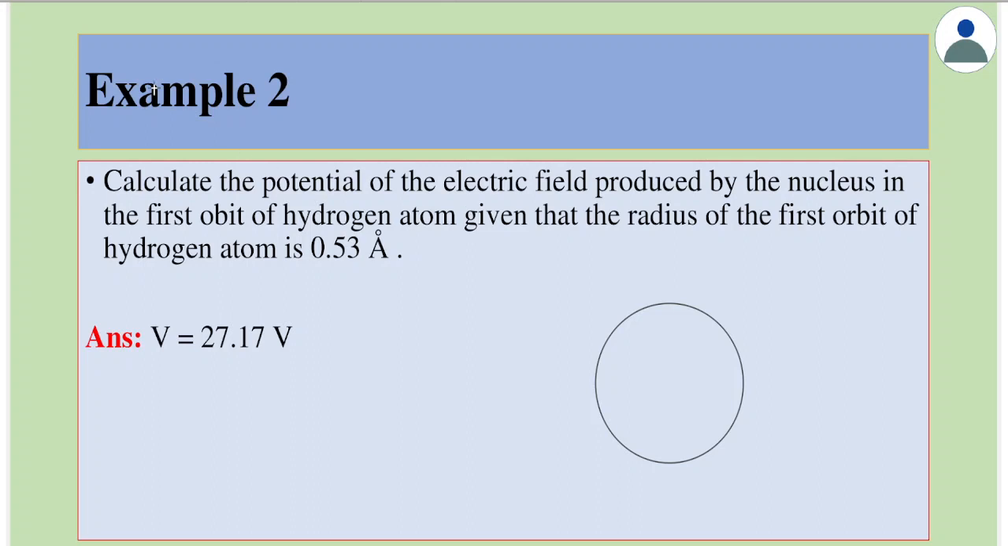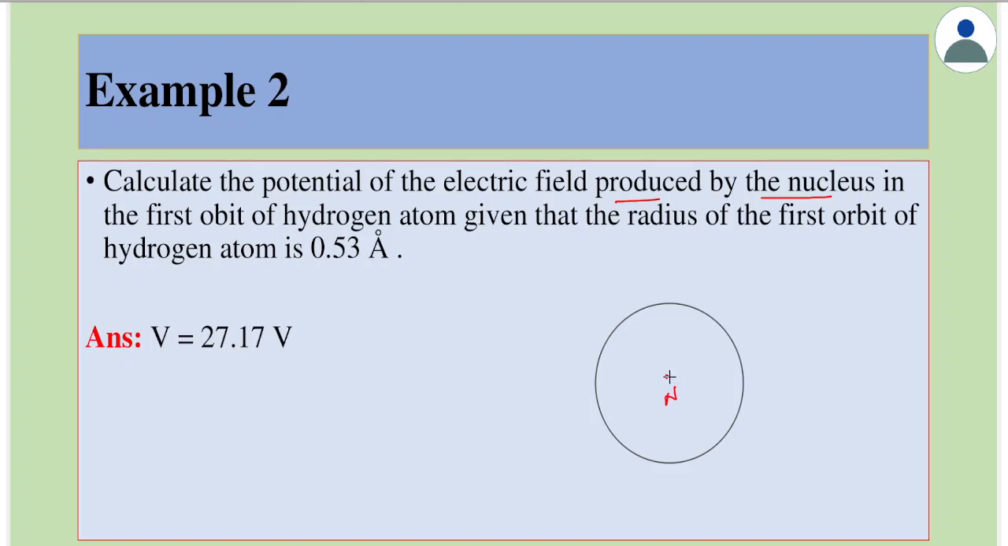Example 2 says calculate the potential of the electric field produced by the nucleus in the first orbit of a hydrogen atom, given that the radius of the first orbit of the hydrogen atom is 0.53 angstrom. So if you take the center of the atom to be the nucleus, for the hydrogen atom the nucleus contains one proton. The charge of a proton is the same as the charge of the electron, which is 1.6 into 10 power minus 19 coulomb.